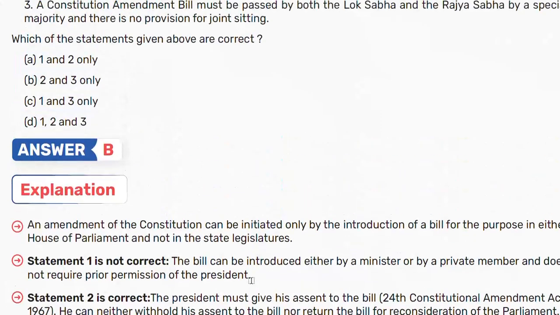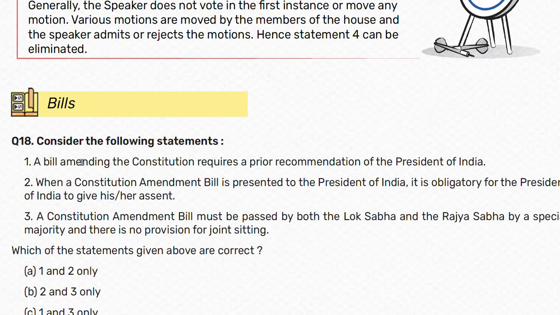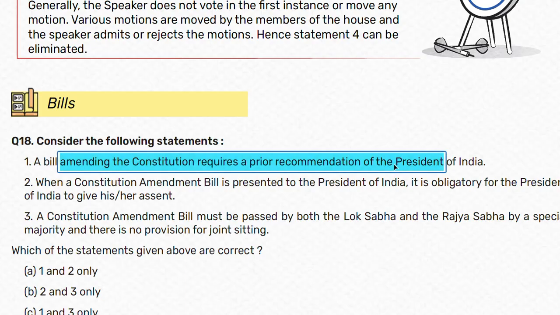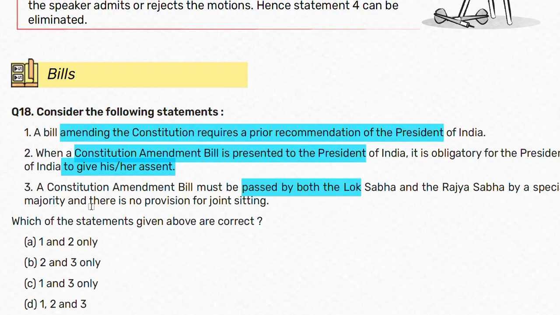Now next. Consider the following statements. A bill amending the Constitution requires a prior recommendation of the President of India. Yes, that is true. When the Constitution bill is presented to the President of India, it is obligatory for the President to give his or her assent. Yes, a Constitution amendment bill must be passed by both the Houses of Parliament by a special majority, and there is no provision for a joint sitting. Yes, this is also true.